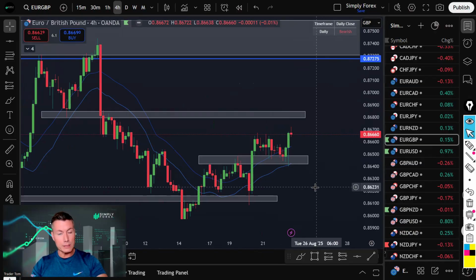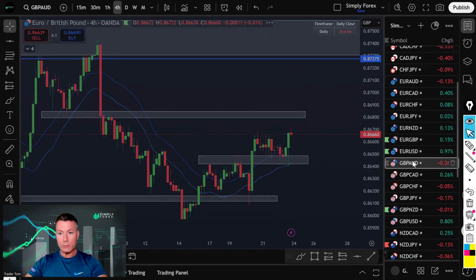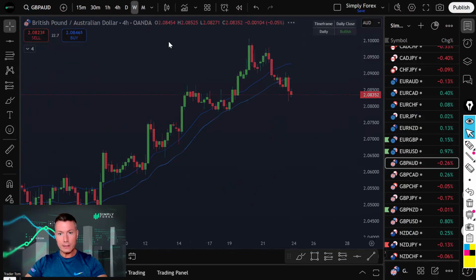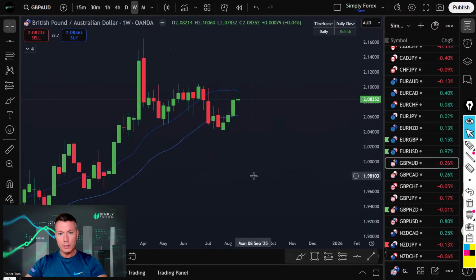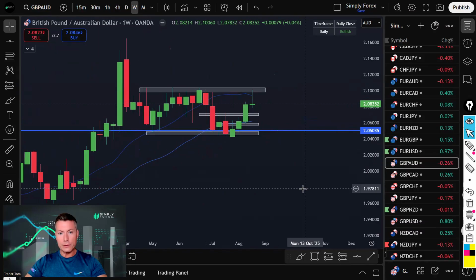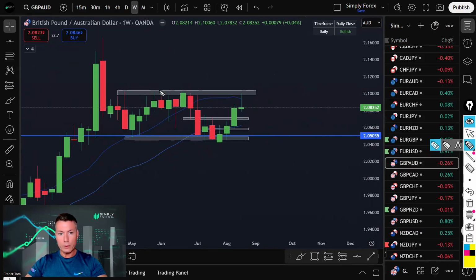Pound yen was obviously a trade that I spoke about earlier, which was pound weakness, yen strength. And then the next one is pound Aussie dollar. Again, if we go to the weekly chart, we find ourselves in a bit of a range as well. Price came down and now we've just been ranging between here and here, right?